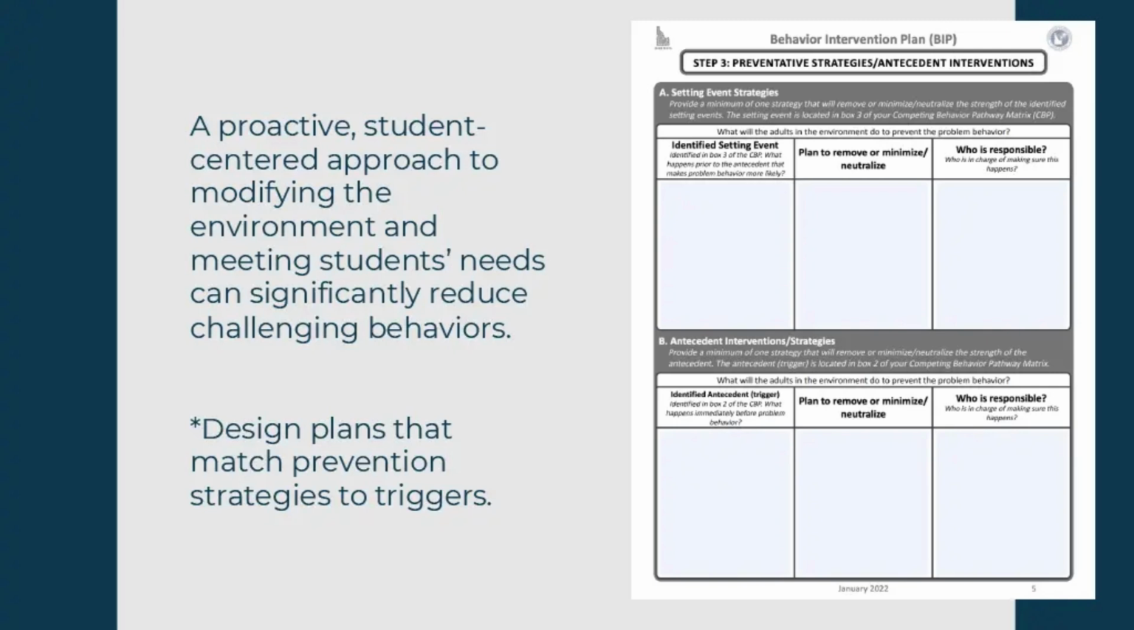By identifying triggers, or the things that set off challenging behavior, we can design prevention strategies that directly address them. For example, if a student struggles with transitions, we can plan for extra time, use visual supports, or create predictable routines. Matching prevention strategies to specific triggers allows us to address the root cause of behavior instead of merely managing symptoms. This approach is student-centered.